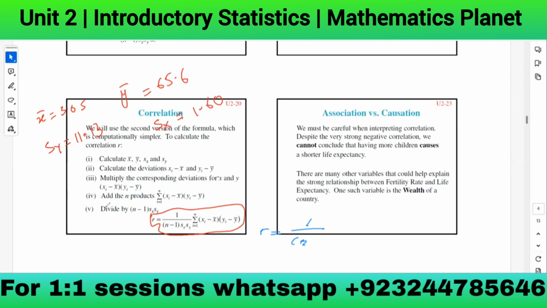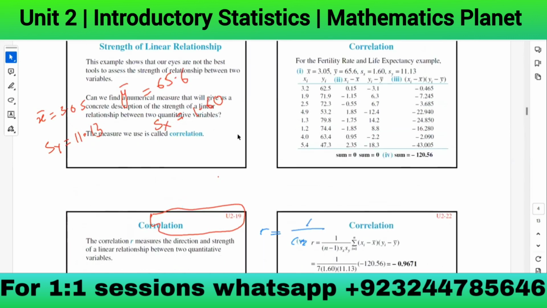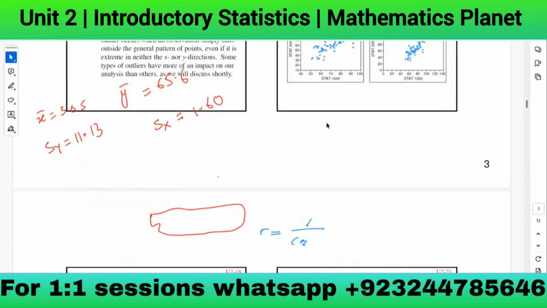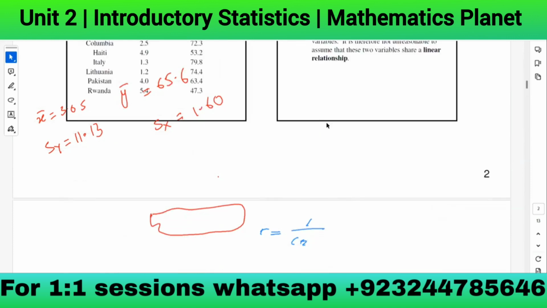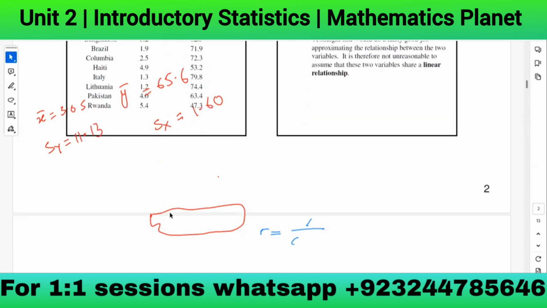What would N be? N would be the total number, and it should be given. Let's see. For the fertility and life expectancy data, X bar, Y bar, Sx and Sy are given. What about N? Yes, we can count it from here: 1, 2, 3, 4, 5, 6, 7, 8. It should be 8.